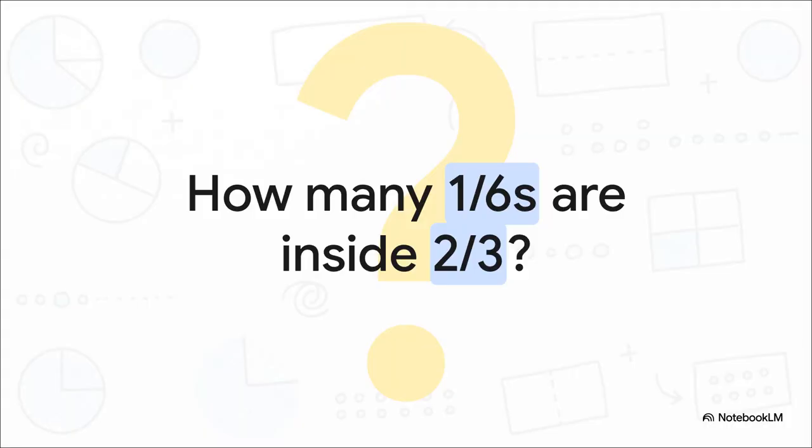So let me ask you, how many 1/6 are actually inside 2/3? Visually, if you have a space that is shaded 2/3 of the way, how many individual 1/6 blocks could fit inside that shaded area? Rather than having to draw out complex diagrams every single time you face a division problem like this, you can literally just use the reciprocal.